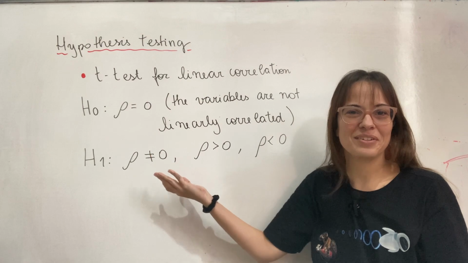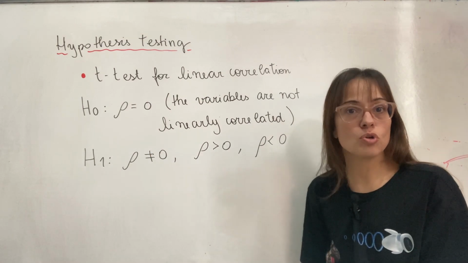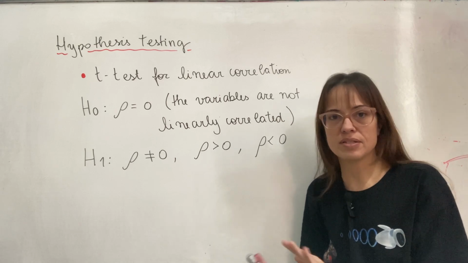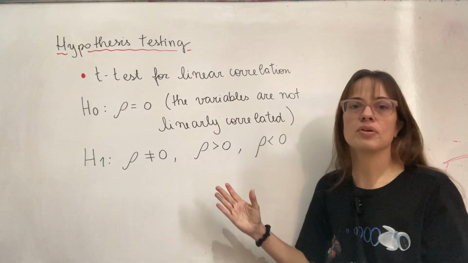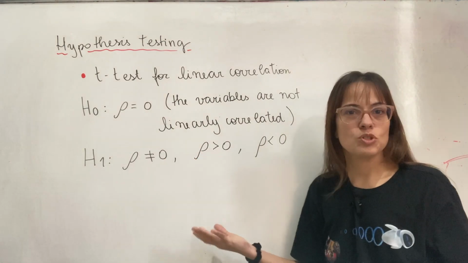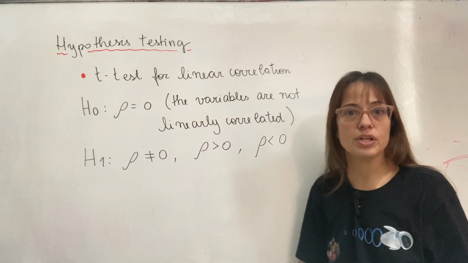Rho is a Greek letter. It has a strange name. But what it means is the Pearson's correlation coefficient, okay? Exactly the same thing that you're used to calling R. And the null hypothesis is that it's 0 because that's what null means. That's nothing happening, so 0 correlation.